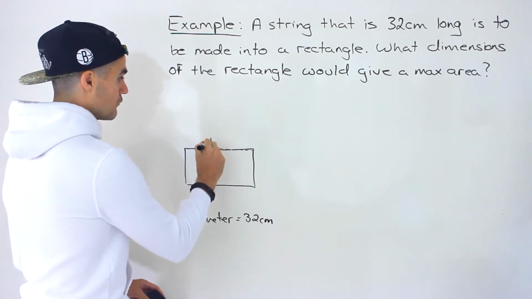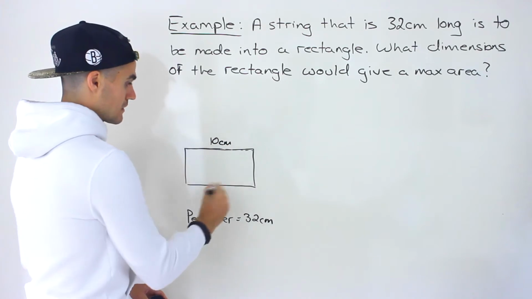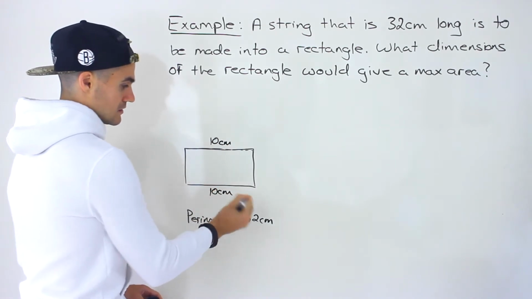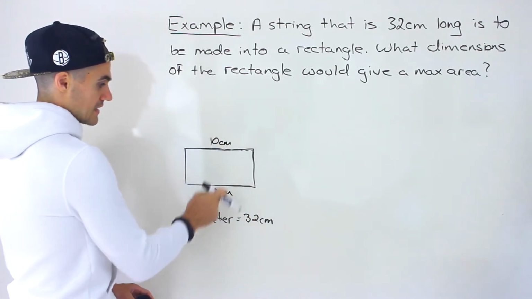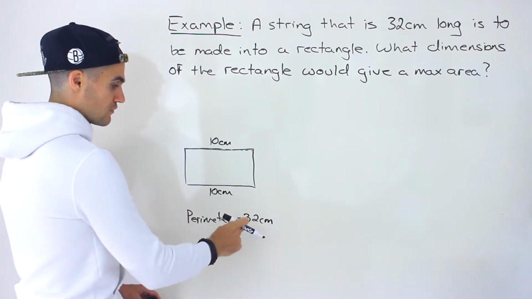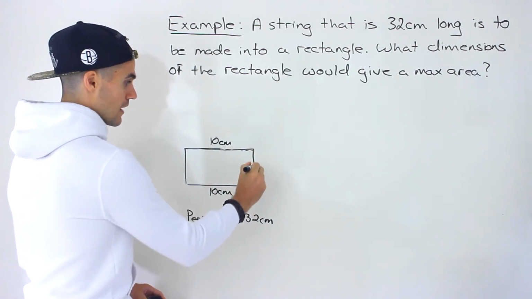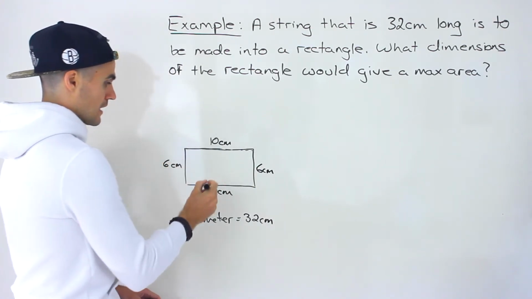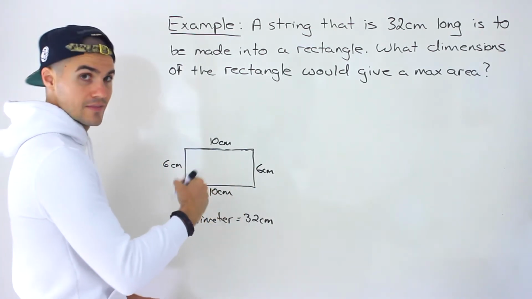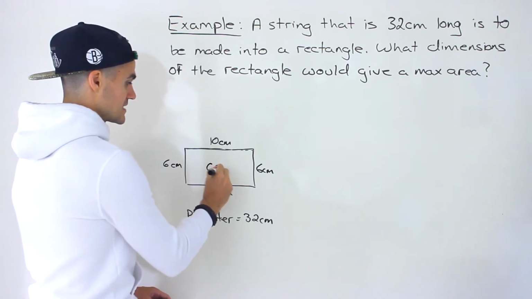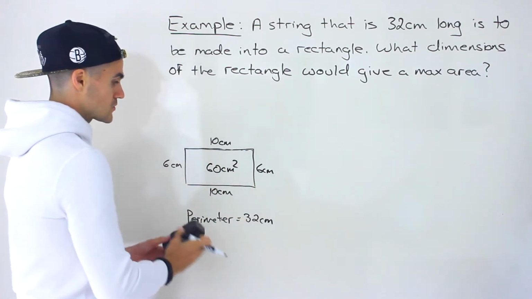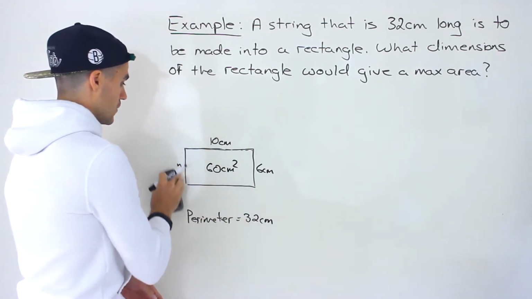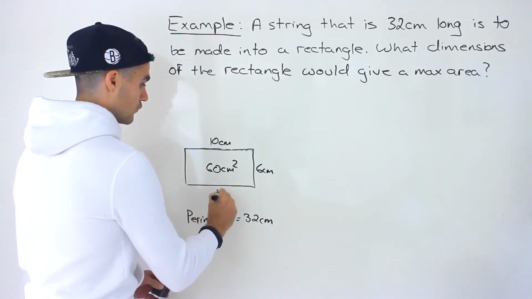So like if we say maybe that the length is 10 centimeters, that means 10 and 10 is 20, we have 12 left for a perimeter of 32, that means that the width would have to be 6. And so what would the area be? In this particular case, it would be 60 centimeters squared. So that's one combination. What if maybe we had like 12 over here?